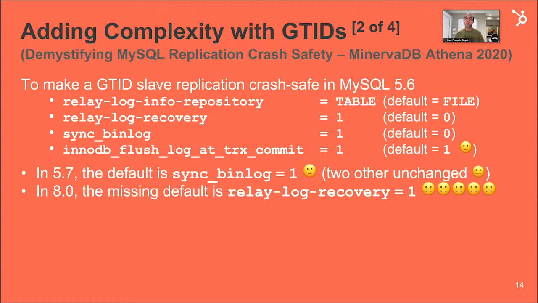In 5.7, the default sync bin log is 1. I'm happy because now it is safe by default. Flush log at trx commit was already equal to 1 by default in 5.6, but sync bin log default was 0, so there is progress made there. But we're still missing relay log recovery equal 1 to be correct, which is what I'm still unhappy about. So make sure that you want replication crash safety.